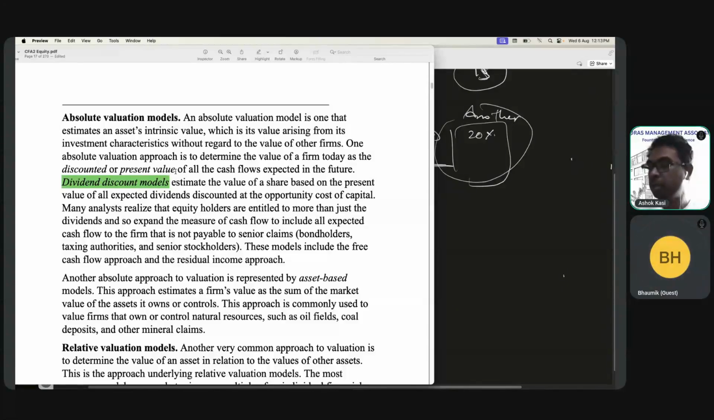For example, nowadays there are many new-age tech companies and startups. I cannot apply the dividend discount model there because they are not giving any dividend, or their dividend structure will change. They are growing companies. But if it is a mature company like Infosys or TCS, which gives constant dividend, or Wipro, which gives constant dividend, I can easily apply it. Constant means I can easily predict how much dividend is going to be paid next time. In such cases, the dividend discount model works.